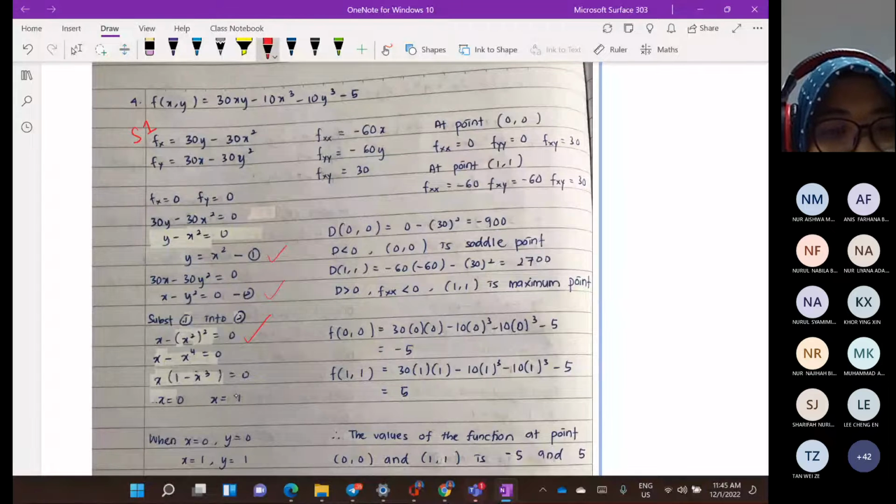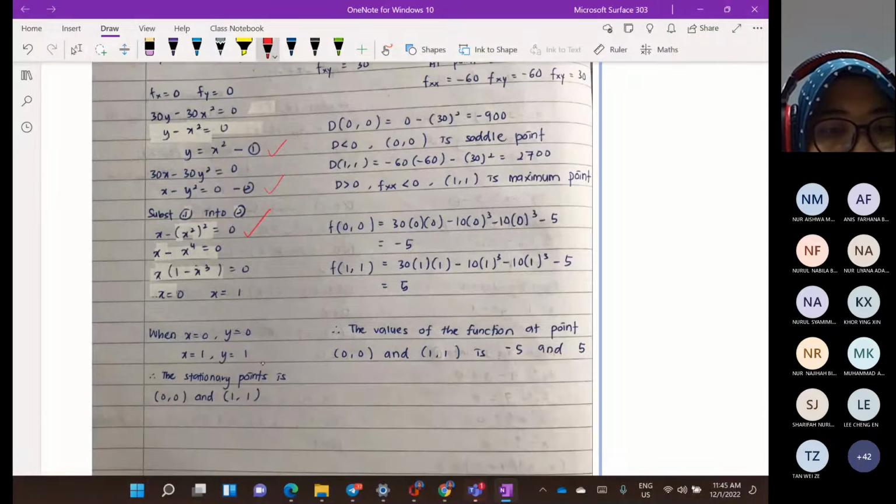Okay, sekarang ni lepas tu dia masukkan x ni dalam equation pertama tu balik, and then dia dapat 2 point. Bila x equal to 0, y equal to 0. Bila x equal to 1, y equal to 1. Okay, so dia dapat dua stationary point, (0, 0) dengan (1, 1).